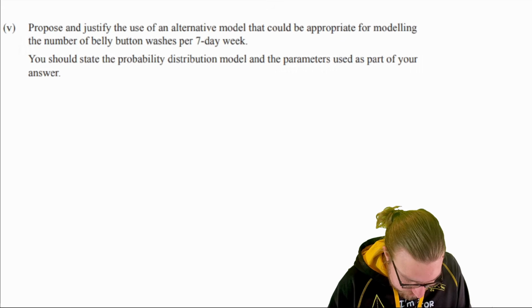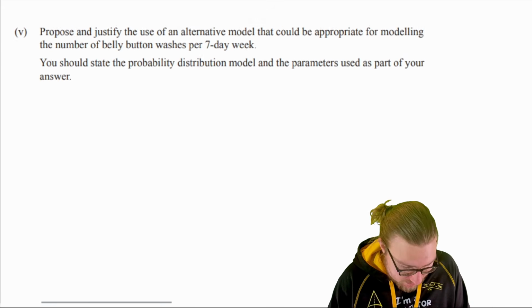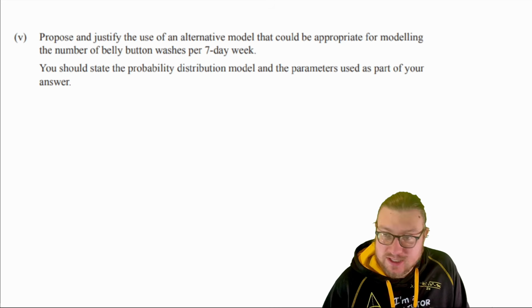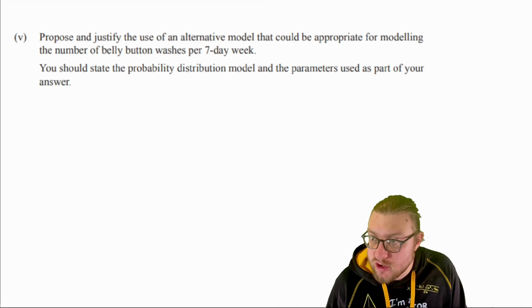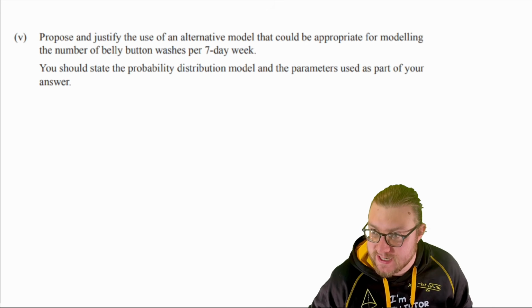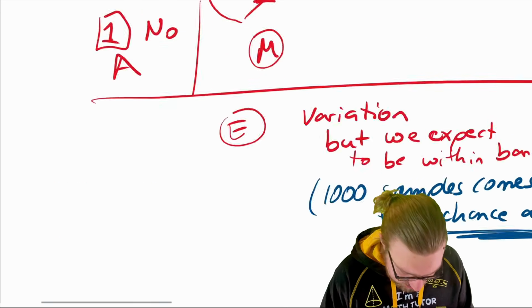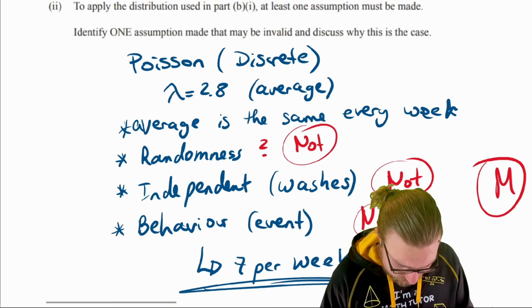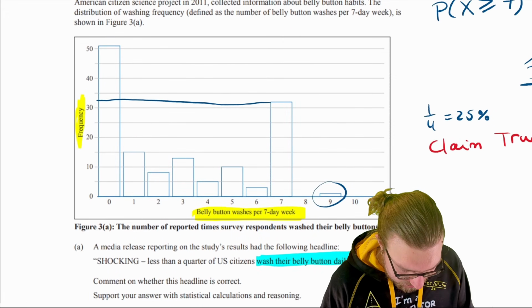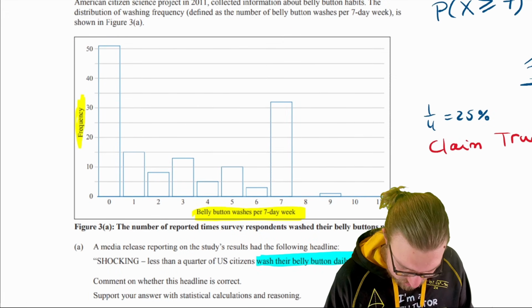Awesome, wonderful. The final question of the paper, which also can get you an E here, will get you to go and find an alternative model that you think is appropriate for the 7-day week washes. So let's have another quick look at it before. Let's go right up to the top. Where's the first one there? How could we in any way use a distribution here?